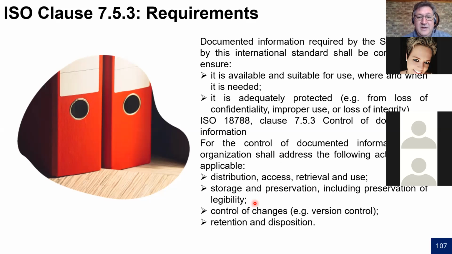Now, legibility: with some of the receipts that you get when you're paying with a credit card, the moment that receipt gets hot or is exposed to heat, the ink flows away. Now you've got evidence, a receipt, but that receipt is blank. So actually you've got nothing there. So legibility is extremely important. It must be available to be read and understood. And the control of changes, version control, is extremely important. And then we are speaking about retention and disposition.